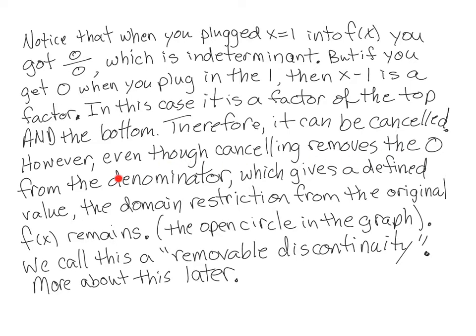Even though canceling removes the 0 from the denominator so that you get a value that exists, the domain restriction survives the canceling, and it's still in effect because you're actually doing f of x, not the simplified version, okay? That gives you that open circle, and it's called a removable discontinuity in this case. So if you have a circle instead of an asymptote, you have a removable discontinuity, and we'll talk more about discontinuities later.